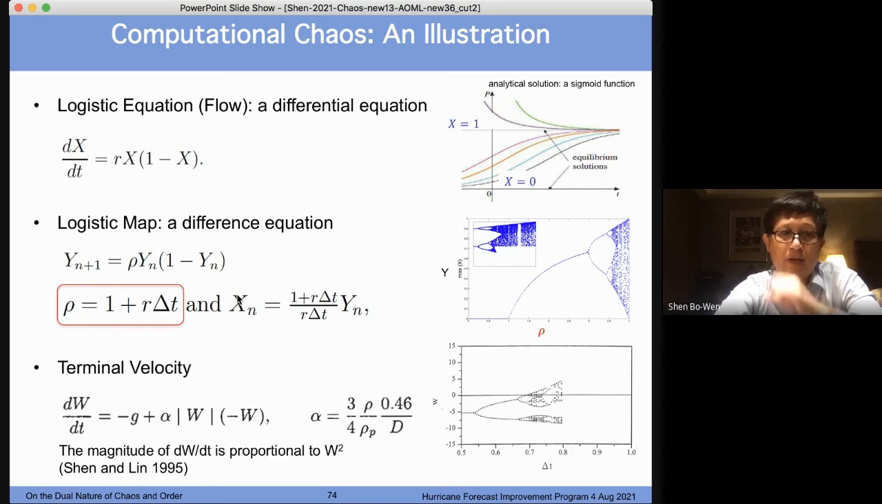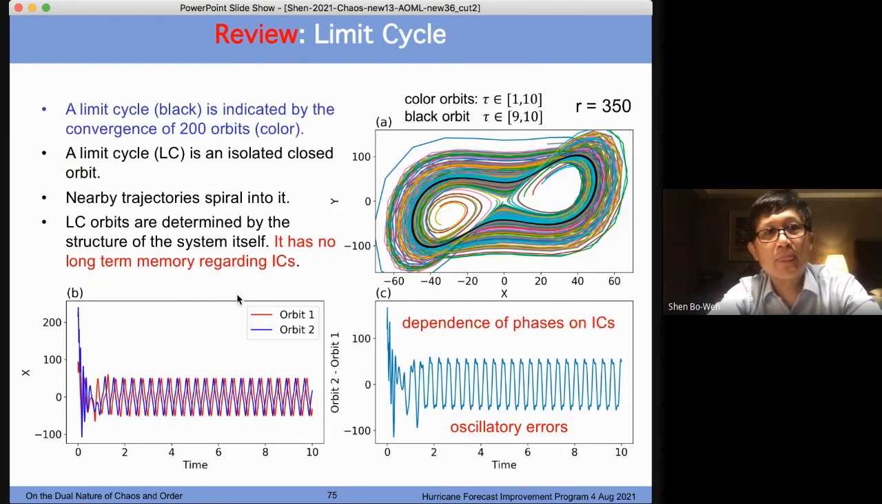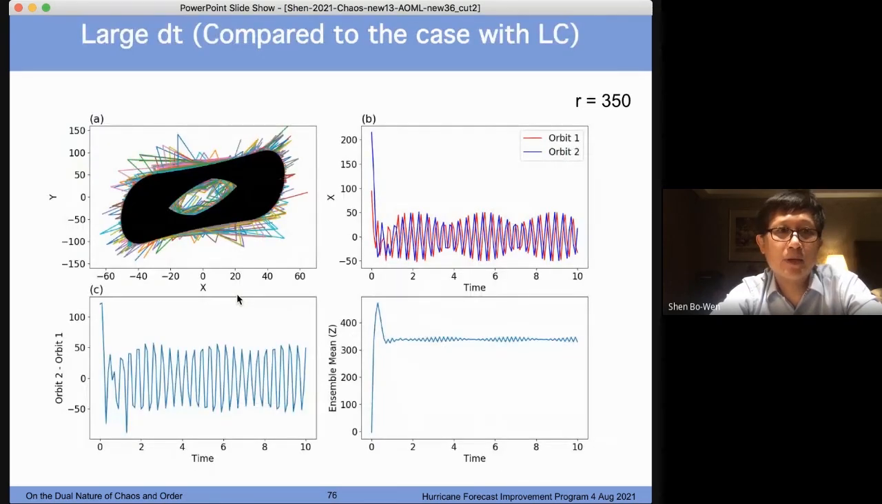Similarly, bifurcation can also be found in the following equations for terminal velocity. And this has been documented in my first chaos paper in 1995. I'm going to skip this for now, this as well.